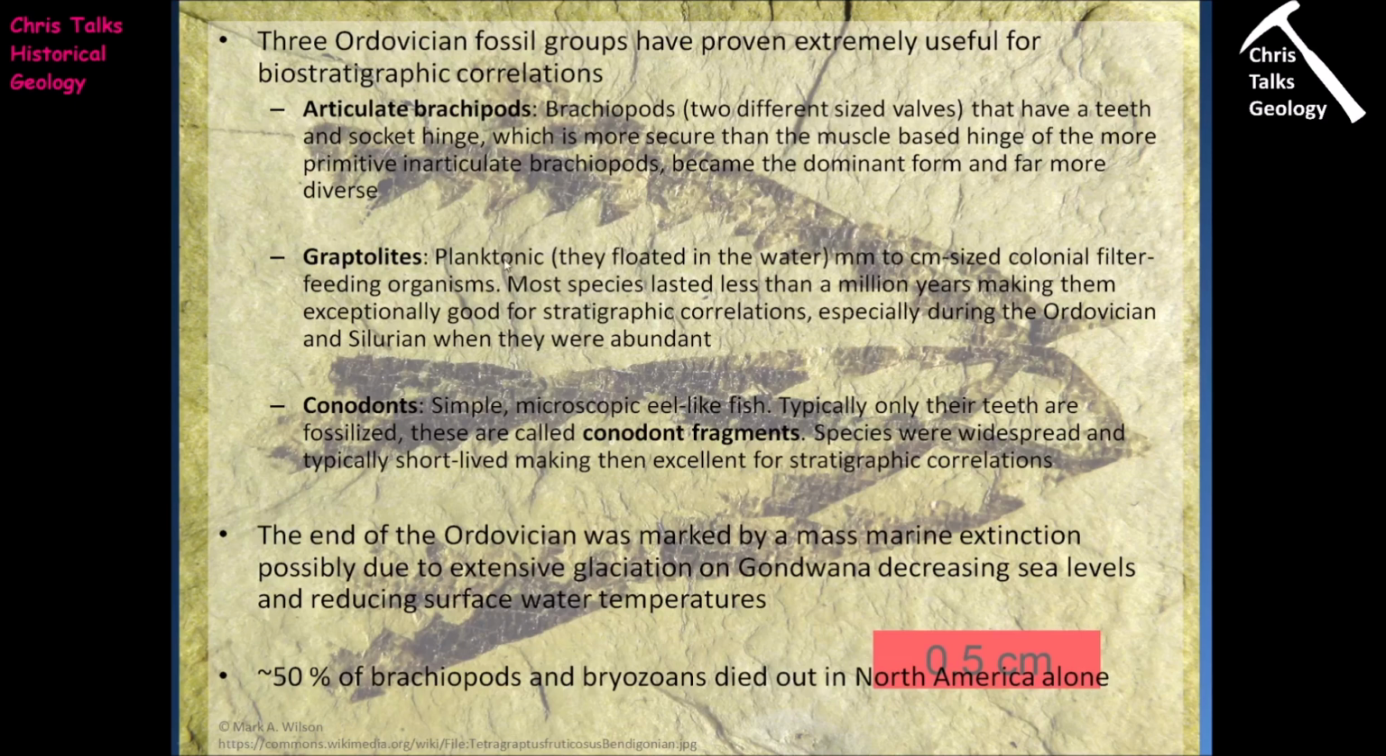So they are planktonic organisms, so they're free-floating organisms. They would just float around in the water column, and they were millimeters to centimeters in size, and they were colonies. So think of them a bit like a floating coral. And if you look, you can actually see there's a picture of a couple of them back here.